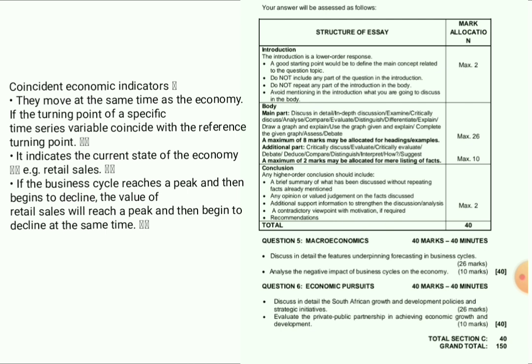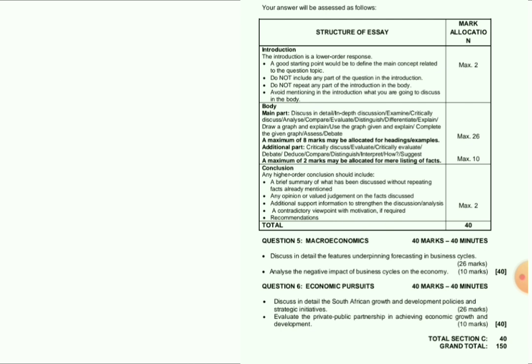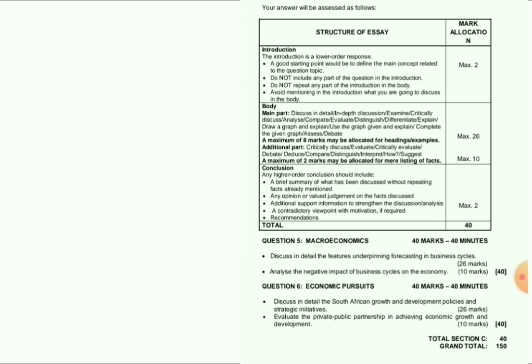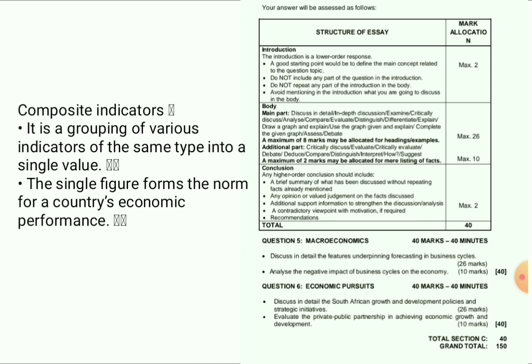Lagging indicators, which you all know, they do not change direction until after the business cycle has changed its direction. They serve to confirm the behavior of coincident indicators, e.g. new machinery sold. If the business cycle reaches the peak and begins to decline, we are able to predict the value of the new machinery. Composite indicators. It is a grouping of various indicators of the same type into a single value. The single figure forms the norm for the country's economic performance.